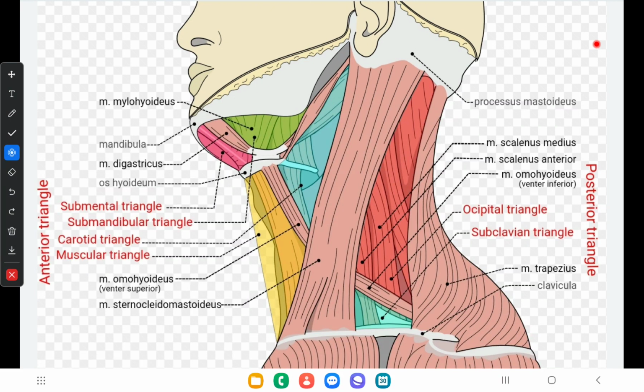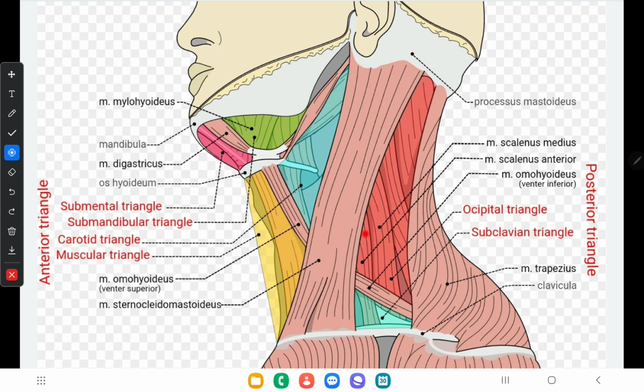Today I am going to discuss the triangles of the neck. There are two main types of triangles of the neck, the anterior triangle and the posterior triangle. In this video you will learn about the posterior triangle, and in my next videos you will learn about the anterior triangle. Here this is the posterior triangle and this is the anterior triangle. These two triangles are separated by the sternocleidomastoid muscle, which is a prominent landmark of the neck.